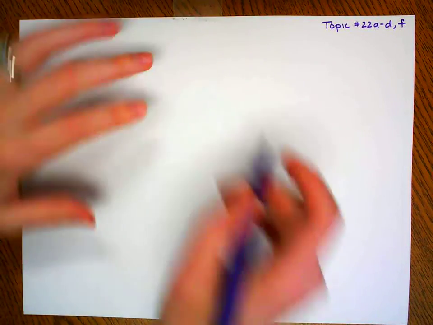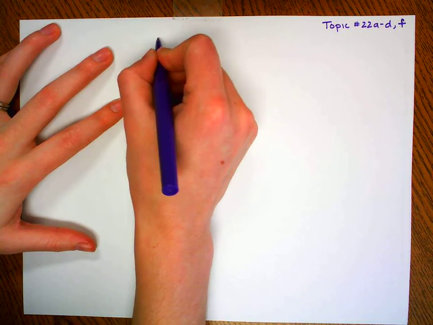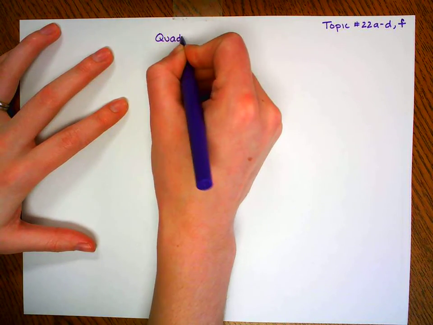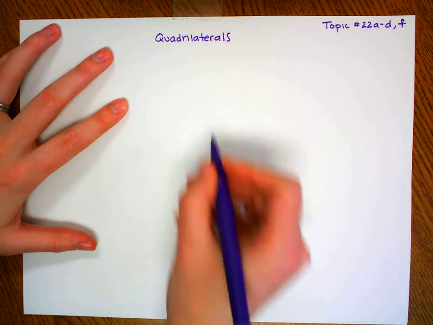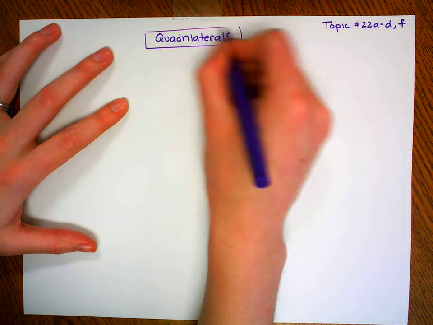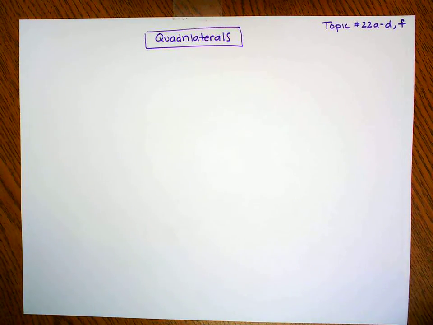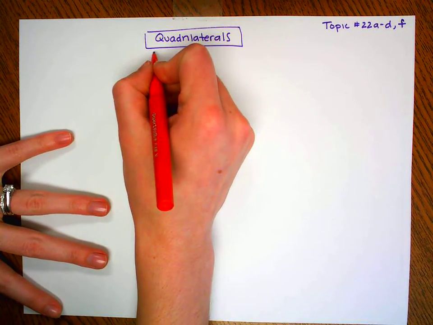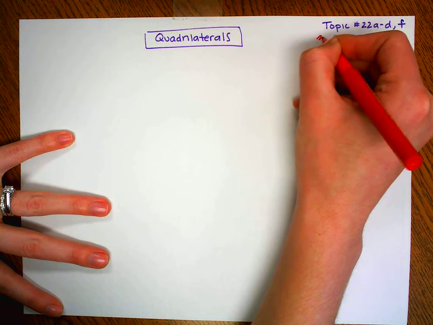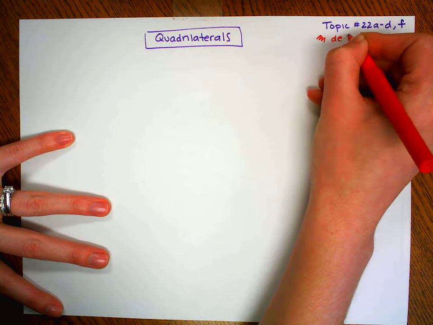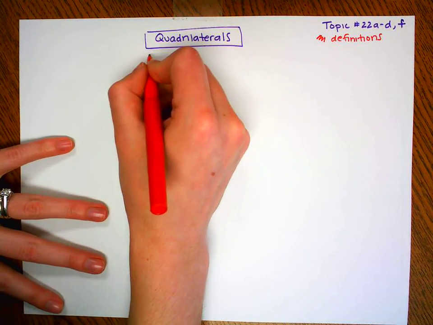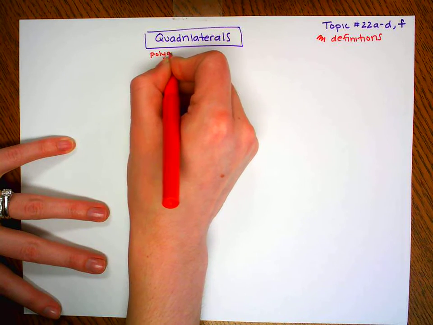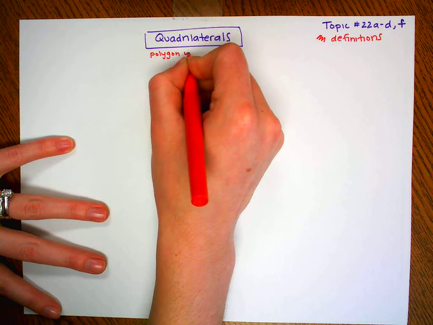So that being said, let's just start with a header that says quadrilaterals. Because that's really what this whole topic is about. In red, I'm going to do definitions, and in green, I'm going to do properties. So what is a quadrilateral? Okay, so a quadrilateral is a polygon, which is a multiple-sided figure, with 4 sides.